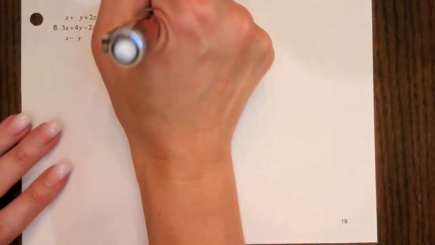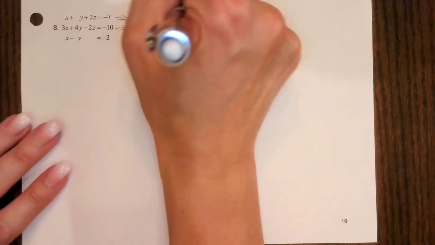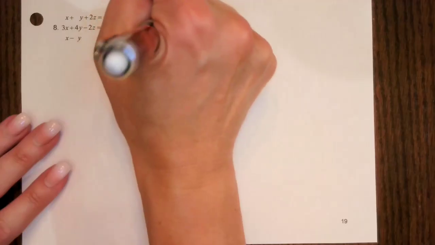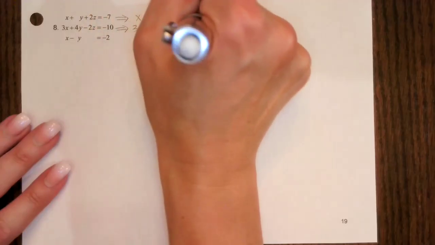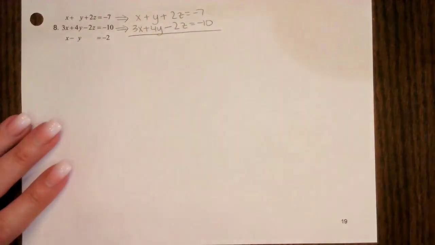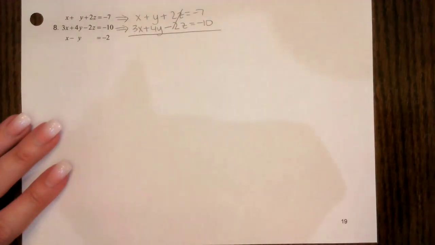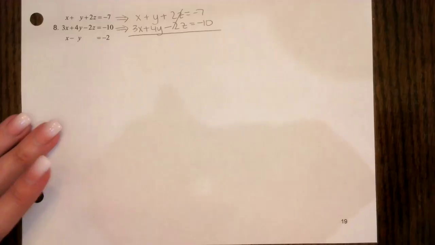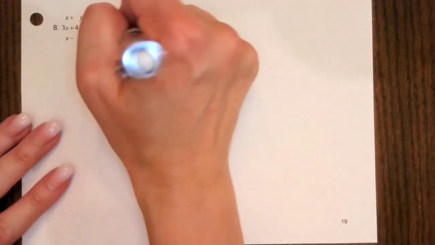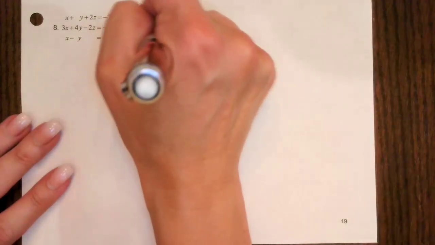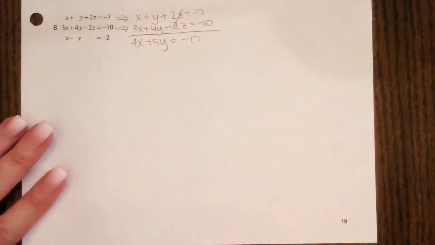So I get x plus y plus 2z equals -7. And 3x plus 4y minus 2z equals -10. I'm going to add these two together. So this cancels. Positive 2z and negative 2z is 0. I add these. X plus 3x is 4x. Y plus 4y is 5y. And then -7 and -10 is -17.